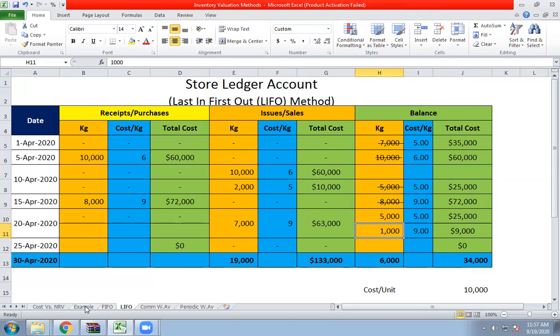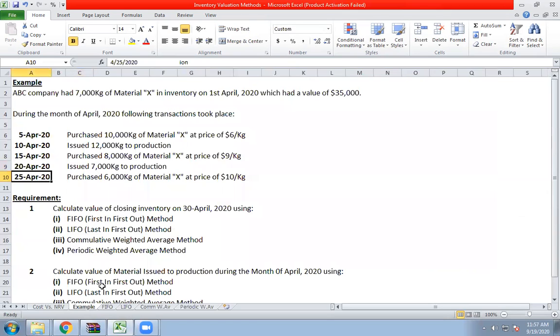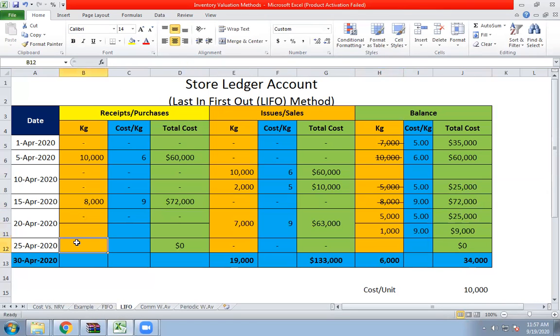Now, next on 25th April, I have again purchased 6,000 kg. I will record this in my purchases valued at 10. I will also update my balance with this 6,000 kg valued at 10. Now my total value of closing stock. This is my closing stock of 12,000 kg, and the total value of this 12,000 is $94,000. Okay, you got it? This is the value of closing stock using the LIFO method.